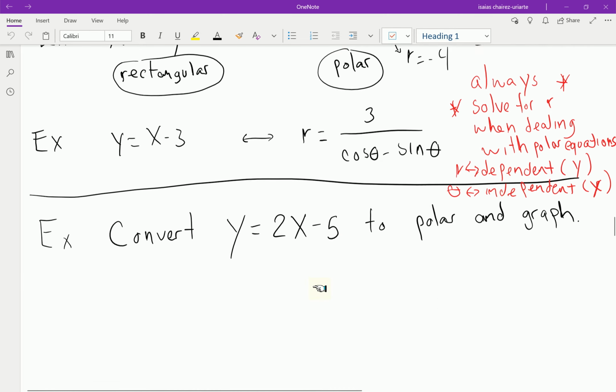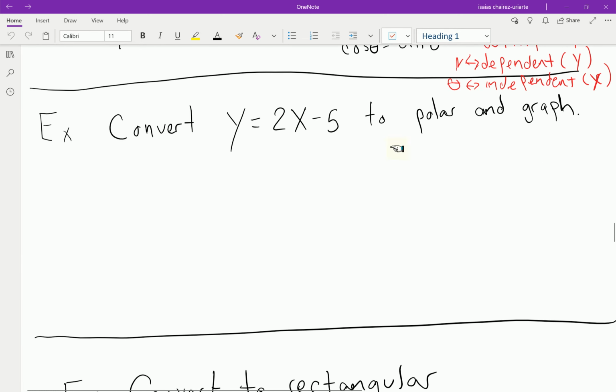Okay, so it's your turn now. What I want you to do is convert this rectangular equation to polar and then make a little sketch of the graph. So pause the video, take a couple of minutes, and see if you can come up with the polar equation here.